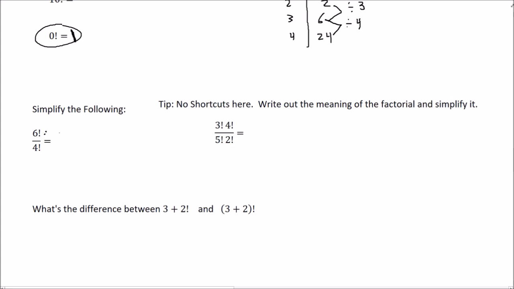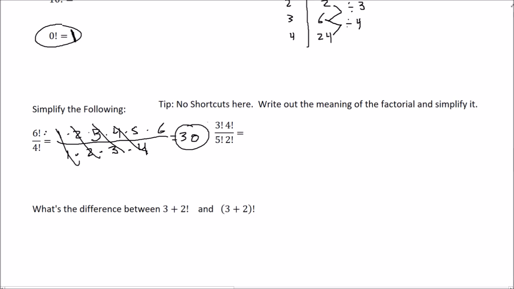So 6 factorial, to me, means 1 times 2 times 3 times 4 times 5 times 6. Okay, and then down here, 4 factorial is 1 times 2 times 3 times 4. All right, now folks, everything here is either multiplication or division, which means that since those are inverses, we can cancel stuff out. So 1s are dead, 2s are dead, 3s are dead, 4s are dead, and 5 times 6 is 30, and that's done.